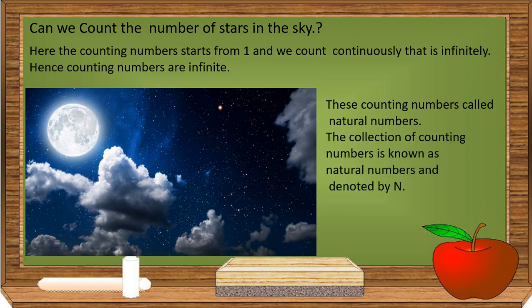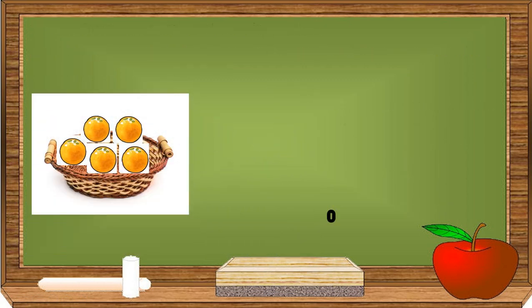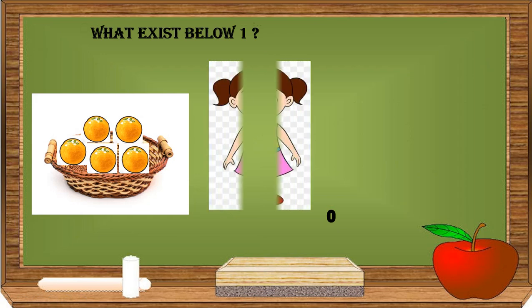Here the collection of counting numbers is known as natural numbers and it is denoted by N. So we write N is equal to, inside the curly bracket, 1, 2, 3, 4 up to infinity. So the representation N is equal to this formation is known as the set of natural numbers or collection of natural numbers. Now let us take what exists before 1.